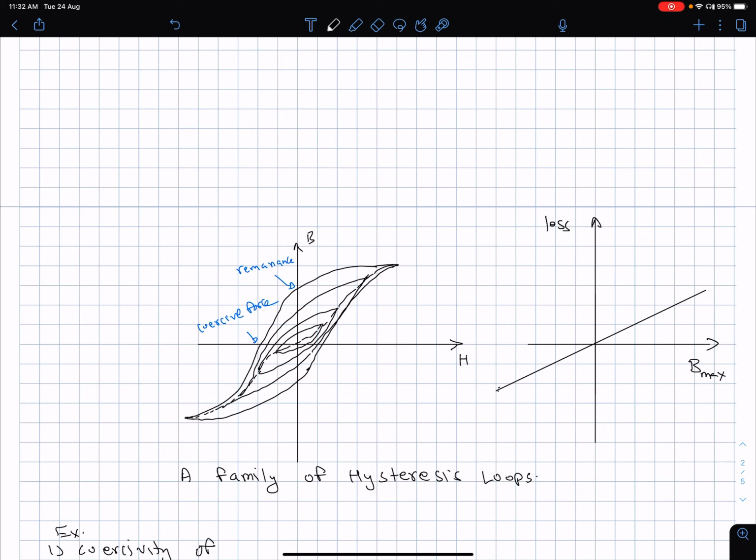Okay, so maybe I will restrict myself to the first quadrant, because I don't want to show a negative loss. So the loss will look something like this. If the loss was increasing quadratically, then it would slightly change the slope here.